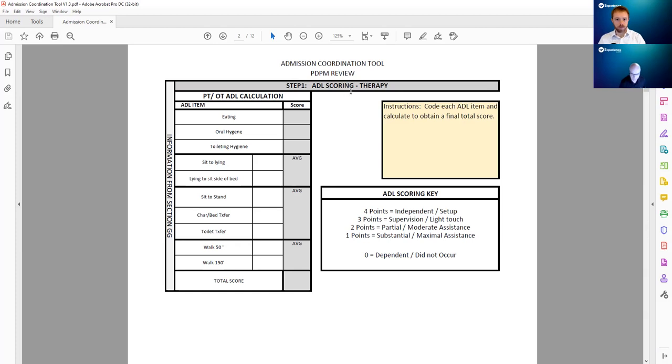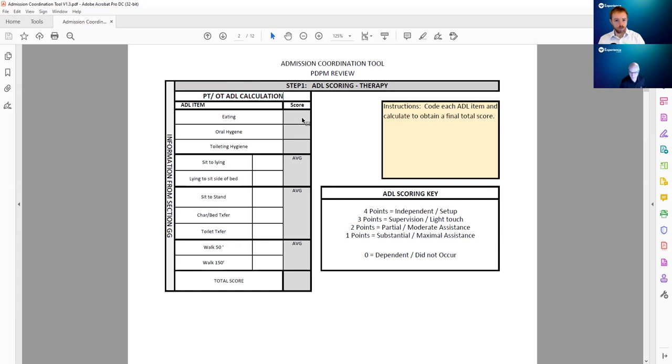So I'm going to step through this, and this is the simple tool we came up with. There are different versions that can walk you through, but this one seems to have gotten a lot of traction with the MDS nurses I've worked with. So the way it works at first is you have to calculate your PTOT ADL score, because that's going to drive which category you fall in along with the primary diagnosis. So we start with that.